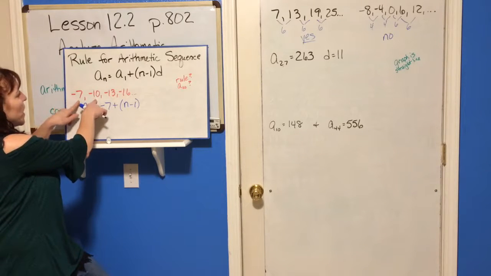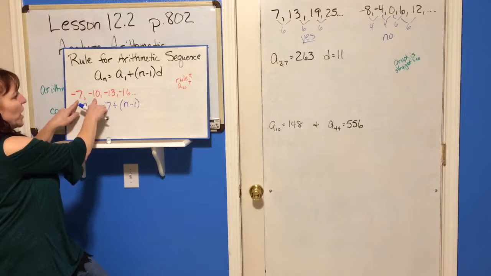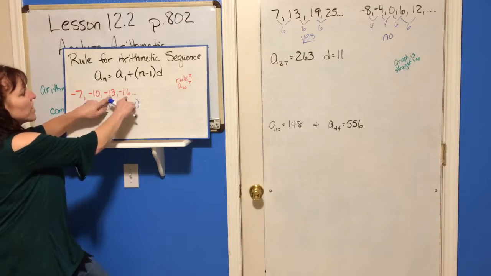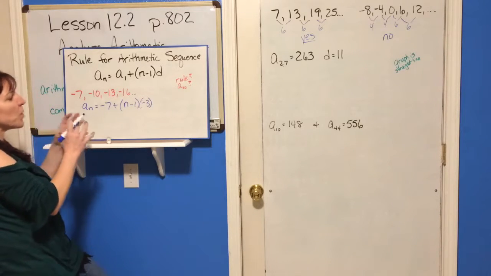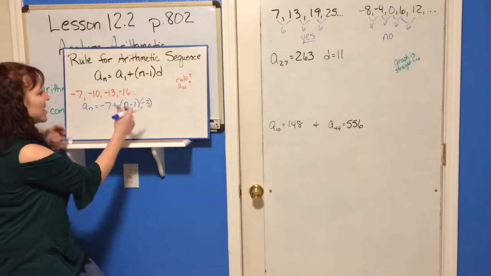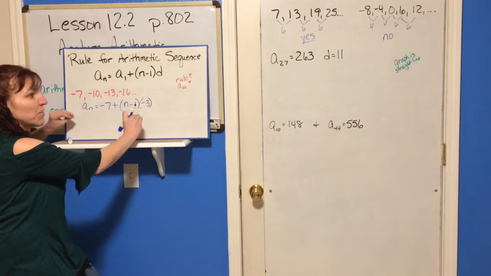Negative 10 minus a negative 7, well, that's negative 3. Negative 13 minus a negative 10, that's negative 3. So negative 3 it is. That's where we're going to start. And now you know that's not simplified. So you just put the numbers in that you know, and now you simplify that, and that becomes your rule.